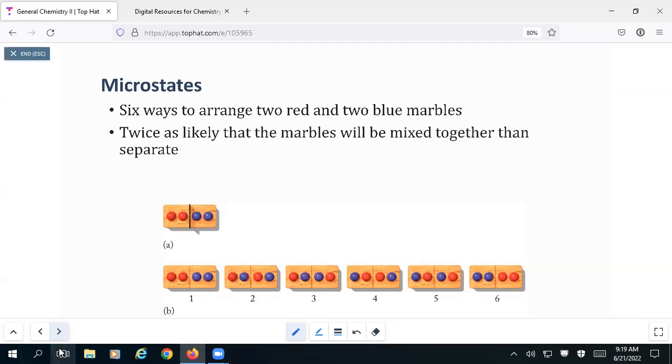Let's say that we have two red marbles and two blue marbles that are divided by this plank here, and half go on one side and half go the other. Well, we can see distinctly that there are six different ways that we could arrange those four marbles. They could go exactly as they are in this first one, where the reds stay on the left and the blues stay on the right. They could reverse themselves, like picture number six. Blues on the left, reds on the right.